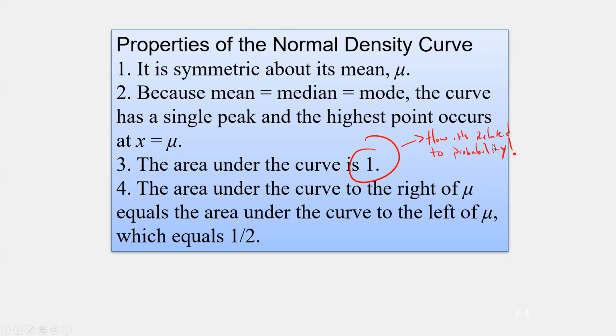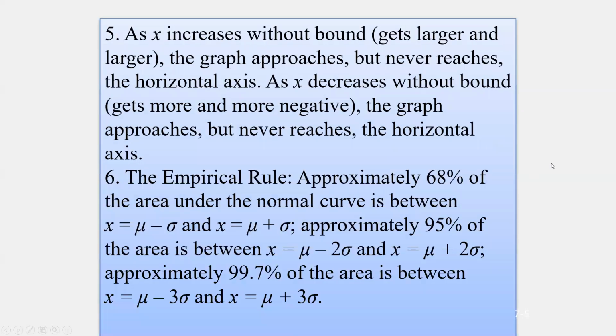Because it's symmetric and the total area under the curve is 1, the area to the right or left of the mean is equal to 1/2. Half the area is above the mean, half the area of the curve is below the mean. Then we talked about how it increases without bound, but the big thing is this empirical rule.